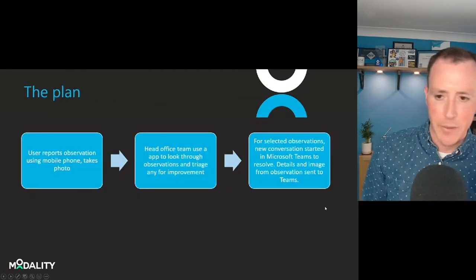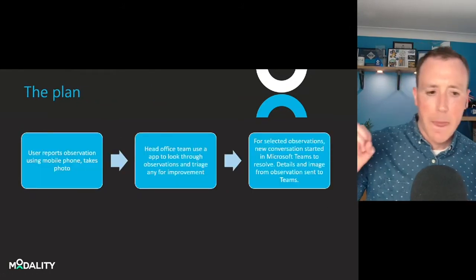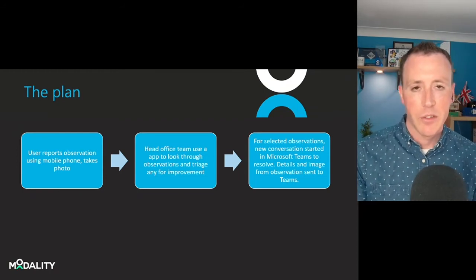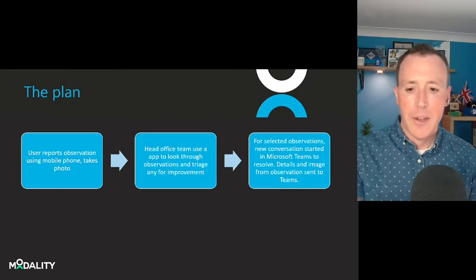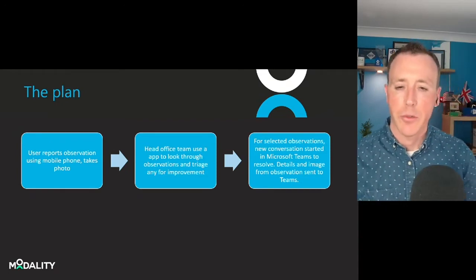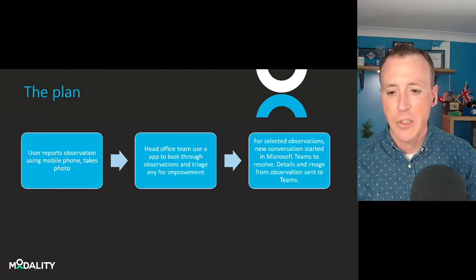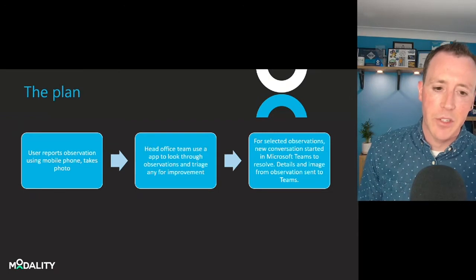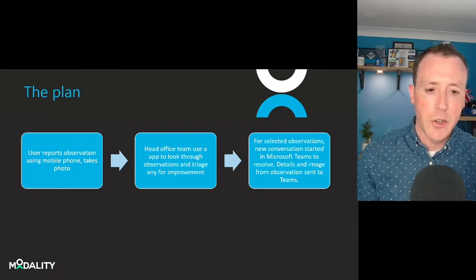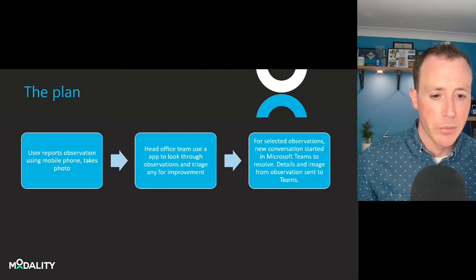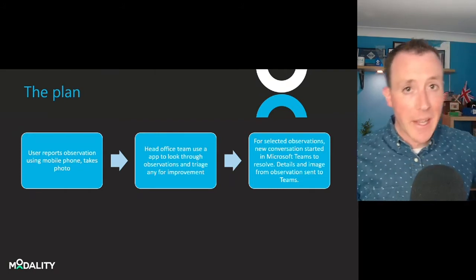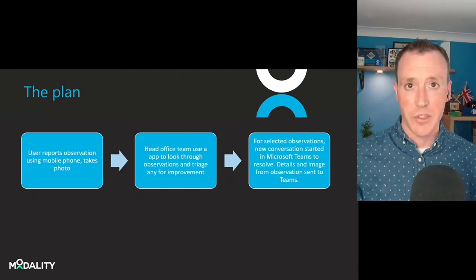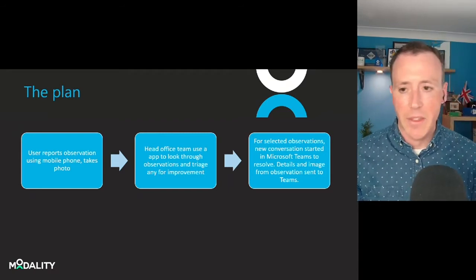So what are we actually talking about? This is the plan. The user reports their observation using their mobile phone, takes a photo. Somehow they get it into the system. Head office has some kind of app to look through those photos, the observations, along with any messages, and triages them for improvement. And then for some of those selective observations, they can start a new conversation in Teams and resolve those problems. And then when that happens, the image, the details, everything that is needed to solve that problem gets shipped into Teams where the conversation is happening to get the problem resolved.